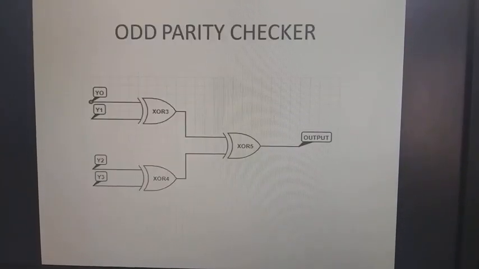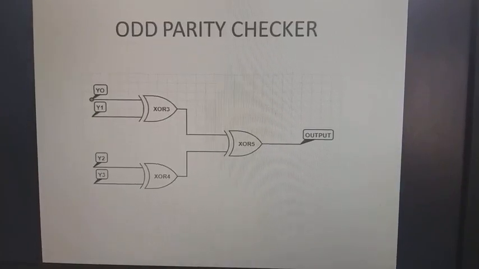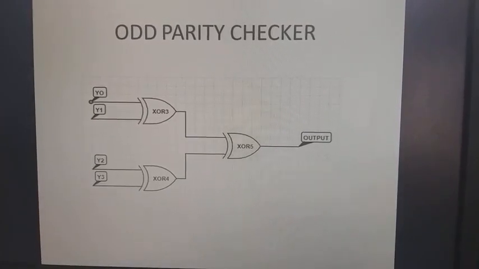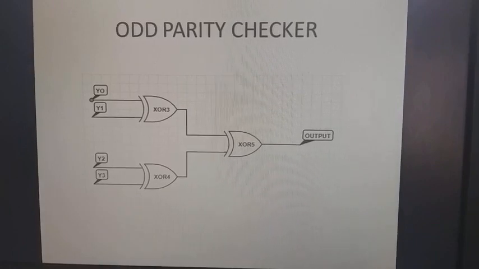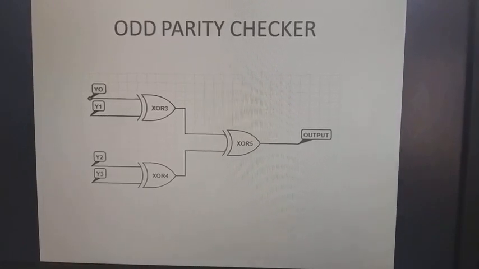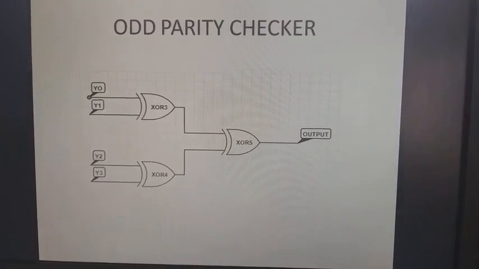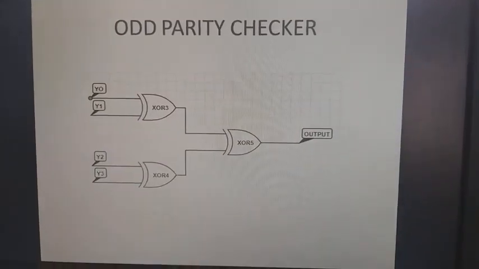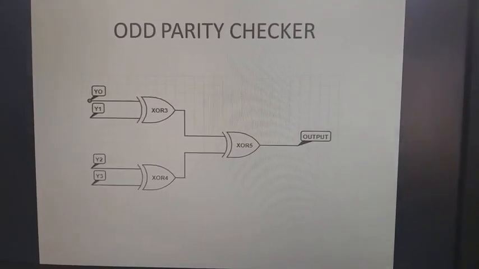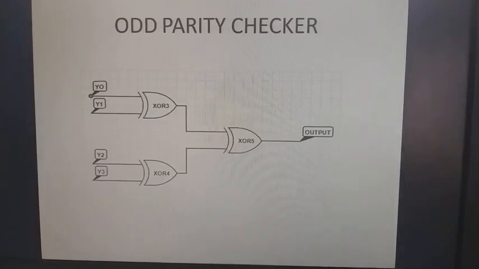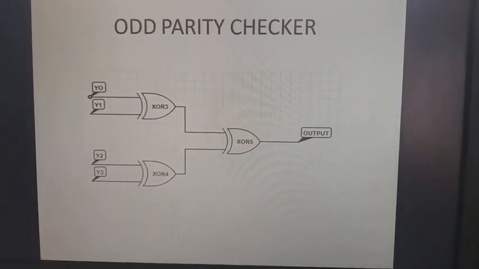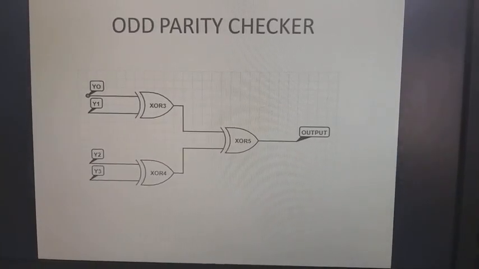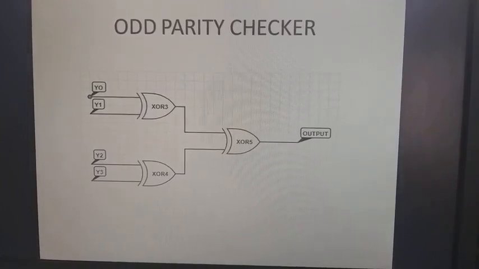Okay. So the circuit diagram for the odd parity checker is this. It goes like this. Y0, y1, y2, y3 are given as input to the XOR gate. Okay. Output of this will be high if it is odd parity. If it is not an odd parity input, the output will be low. So this we are going to rig up in the hardware, that is in the trainer kit. Okay, that's all with this experiment. Odd parity checker, odd parity generator.